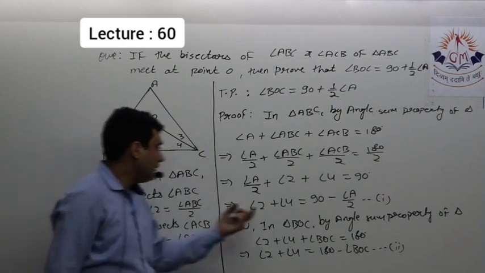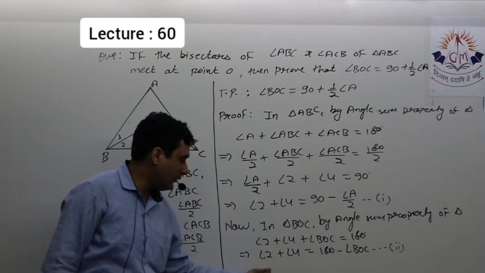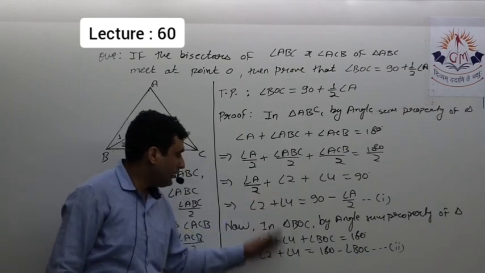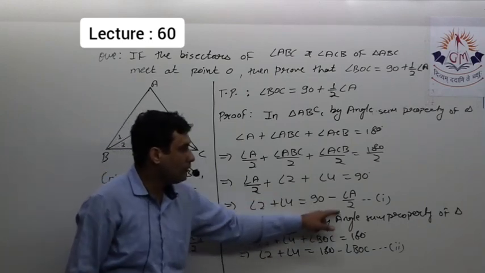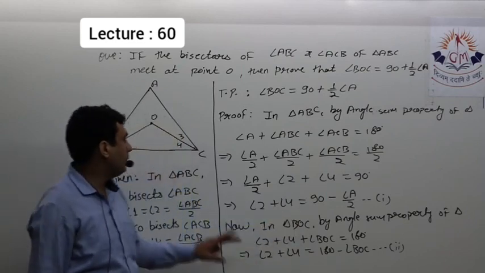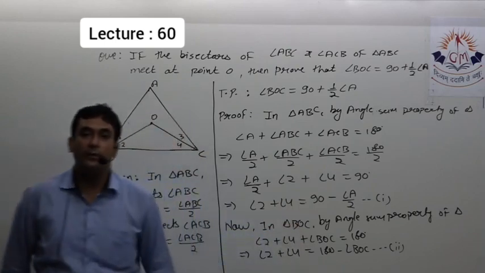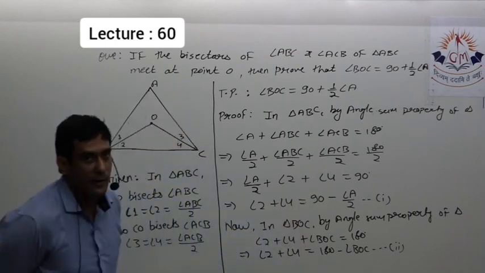So here on the left hand side I have 2 plus 4, here again on the left hand side I have 2 plus 4. So left hand side of these two equations are equal, so obviously right sides will be equal. Okay, so note it down up to this point. Then by equating these two, I will show you how we'll get our final answer.